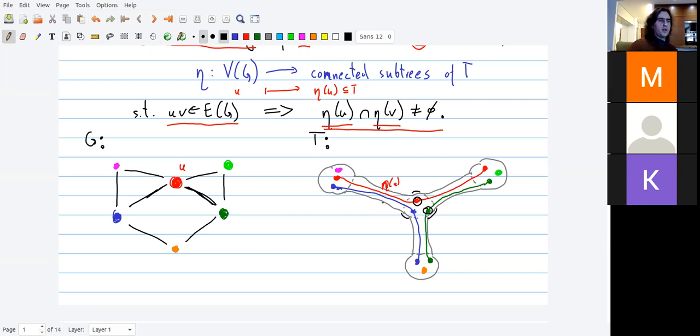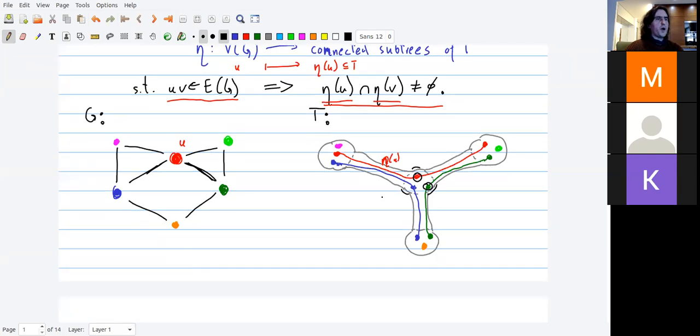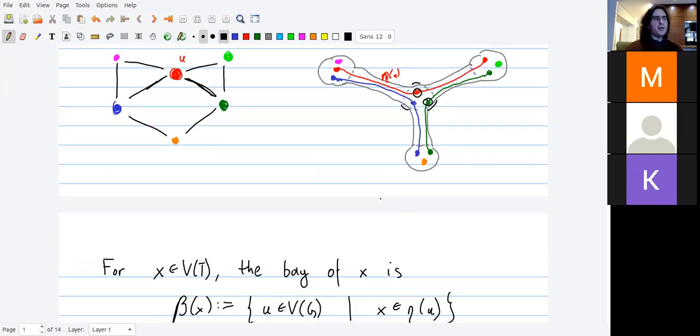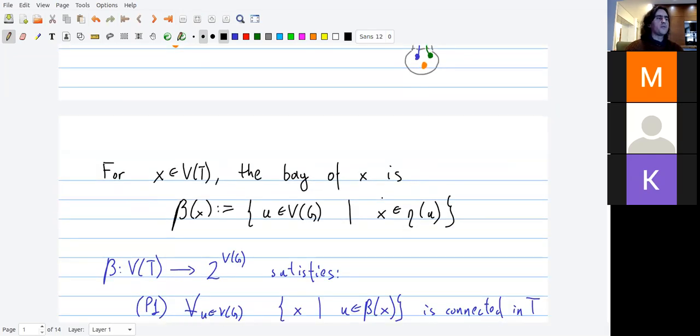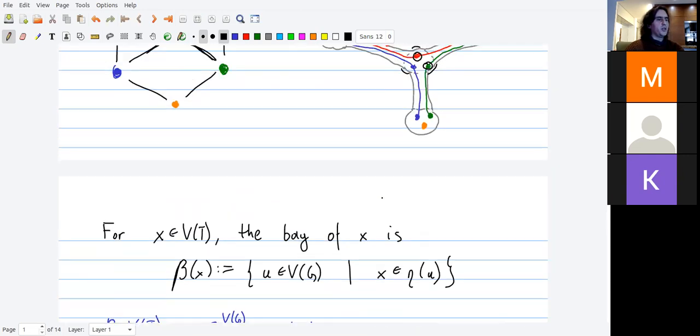So maybe a quick poll of +1s: if this is clear, please put a +1 in the chat, or are there any questions at this point? Okay, I see a wave of +1s.